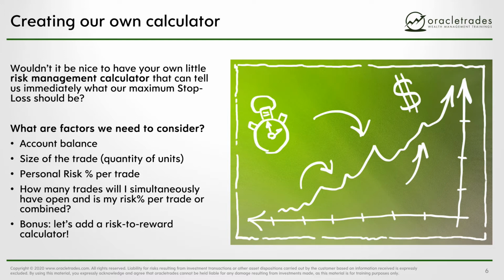So what are some factors we need to consider before we get started? Well, of course, the account balance, the size of the trade, or the quantity of the units traded, the personal risk percentage per trade that you feel comfortable with, and also how many trades you will simultaneously have open, and is your risk percentage per trade or combined? And as a bonus, let's add the risk to reward calculator.